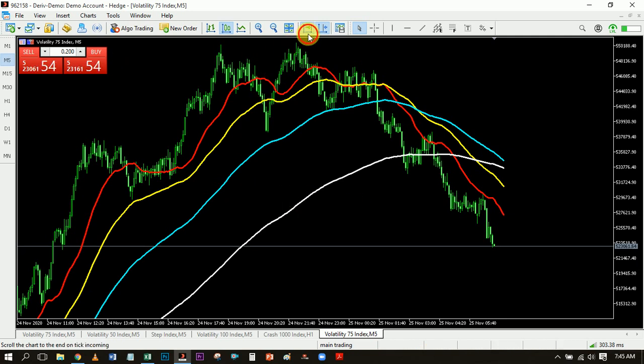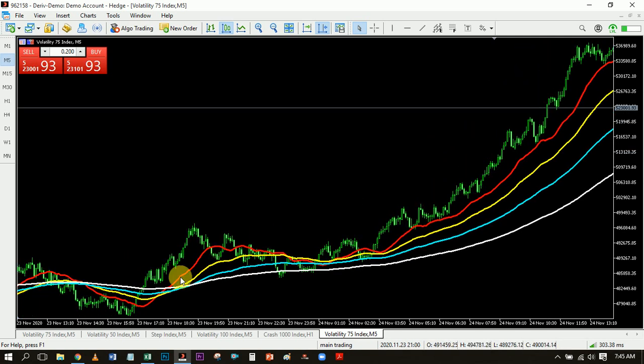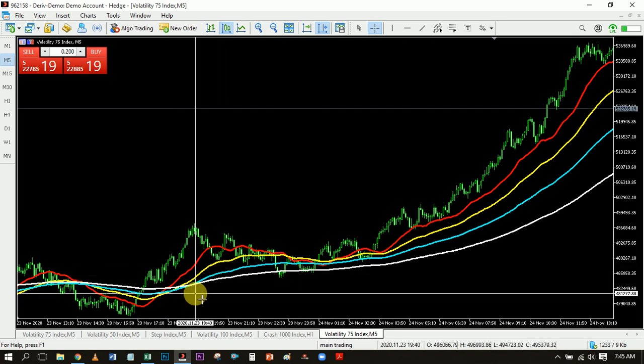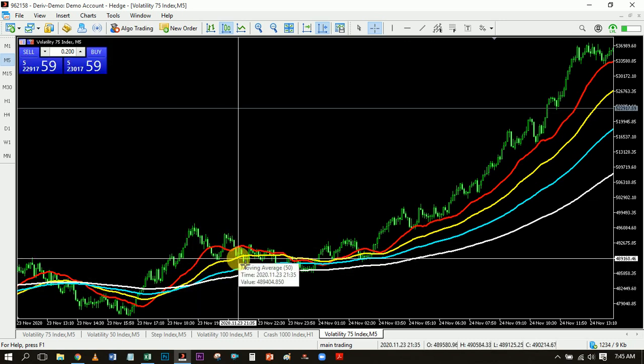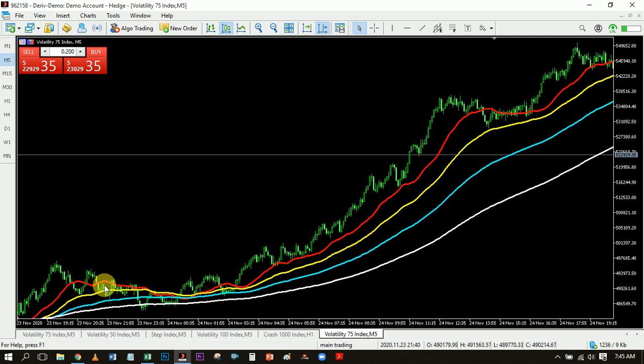So now the next thing you want to do is look for where the cross happened. You can see that the red crossed, and what you need to take cognizance of is that you want to make sure the crosses cross each other and follow sequentially. This is the 20, this is the 50, this is the 100, this is the 200. You have to follow themselves sequentially. So once you have that, then you can know that the market is trending and you can place your trade.